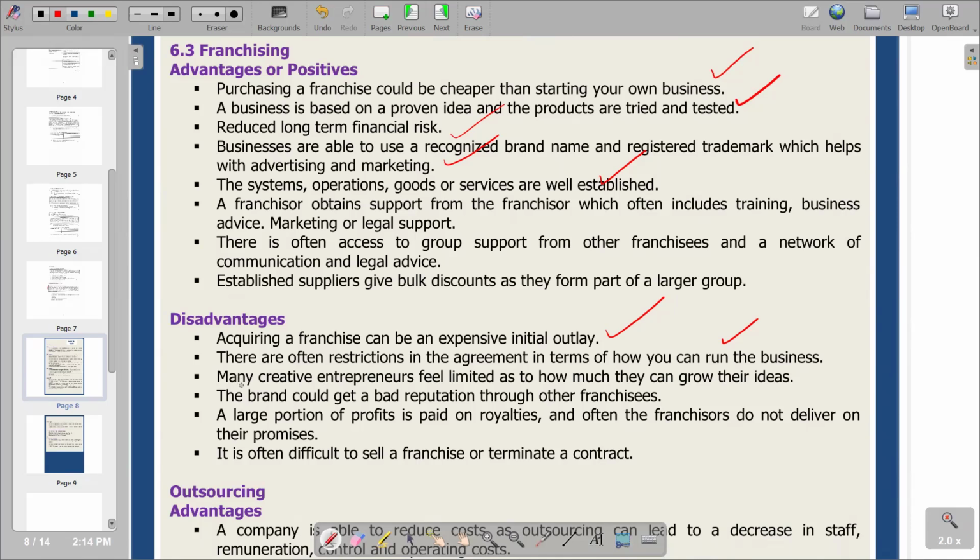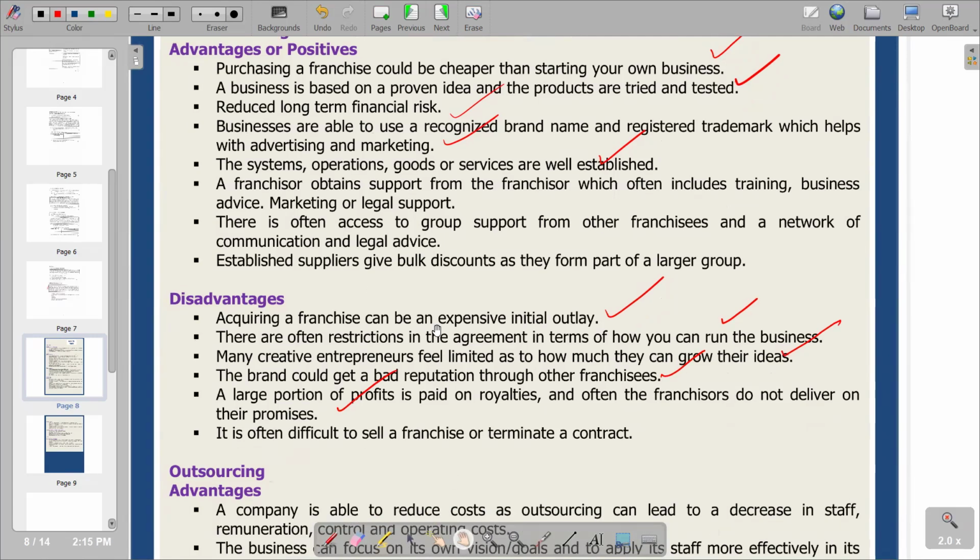So the extent of exploring is going to be limited. Then we go to many creative entrepreneurs feel limited as to how they can grow their business, how they can grow their idea. So you are not free. You don't have the space to grow your own ideas, as you are limited within the scope of the franchisor. Then the brand could get a bad reputation through other franchisees, and a large portion of profits is paid on royalties. Often the franchisees do not deliver on their promises. So these are some of the disadvantages that you can also look at.